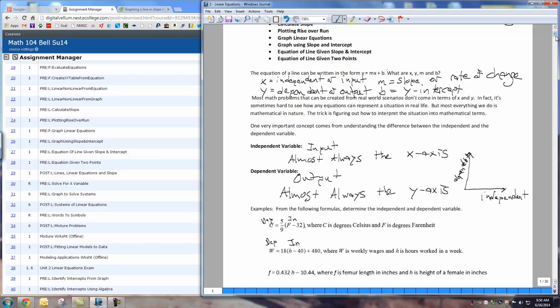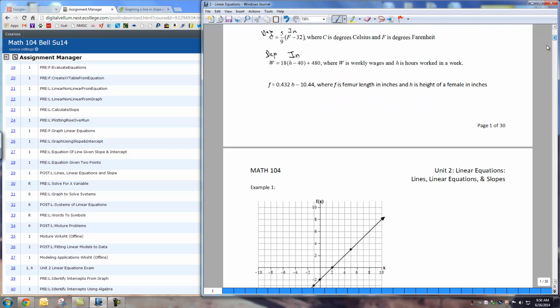All right, and moving down to the next equation. F is femur length in inches and h is height. F, femur length, is the dependent and h is the independent. Now you might be asking yourself, well, can't I just solve this equation for h? Move the 10.44 over by adding it and then divide by the 0.432. And if you did that, then f would become your independent variable and h would become your dependent variable. So it really depends on how the information is cast to the reader.